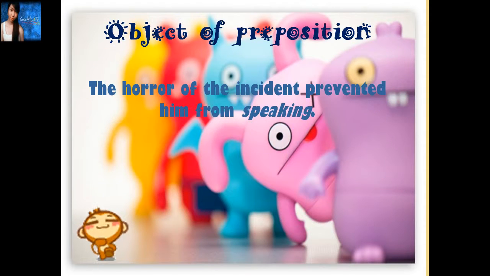Fifth is as an object of preposition. If the gerund is preceded by a preposition, then it serves as the object of preposition. For example, the horror of the incident prevented him from speaking. Since the gerund speaking is preceded by a preposition from, then it serves as the object of preposition.